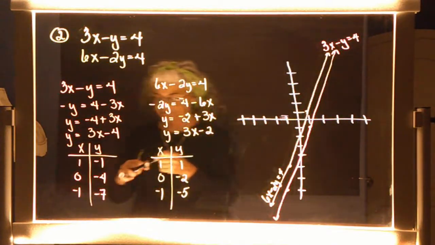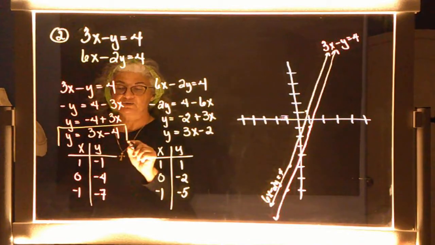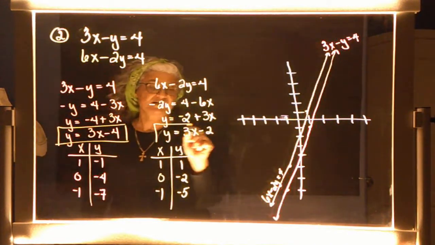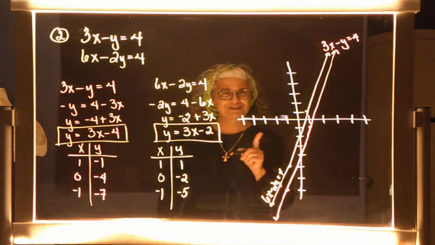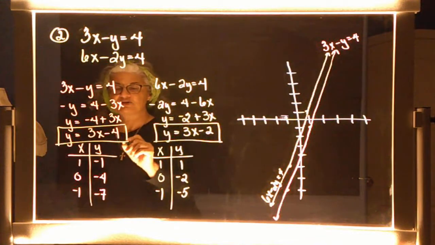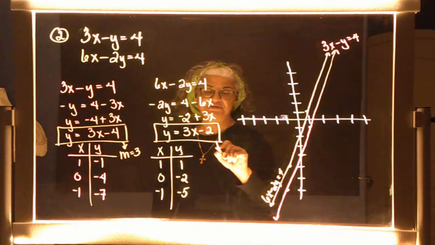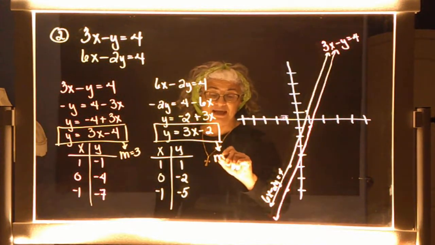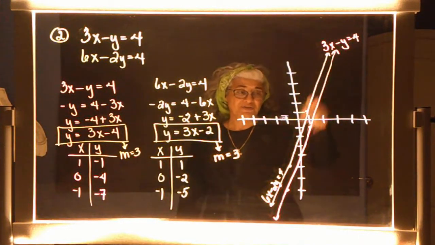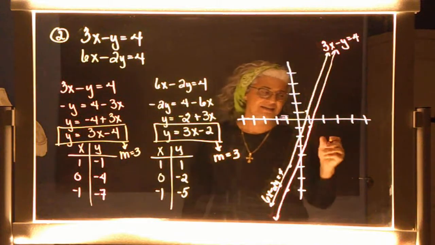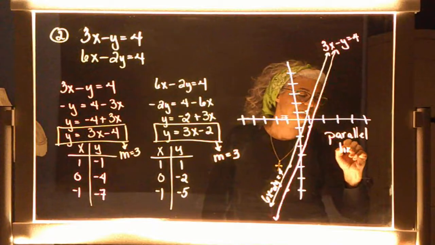Here's the thing. Here was my first equation when I got the y by itself. Here's the second equation when I got the y by itself. It has to do with the slope. What's the slope on this first equation? Good, m equals 3. What's the slope on the second equation? m equals 3. They have the exact same slope, don't they? So are these lines truly parallel? Yes, they are. These are parallel lines.